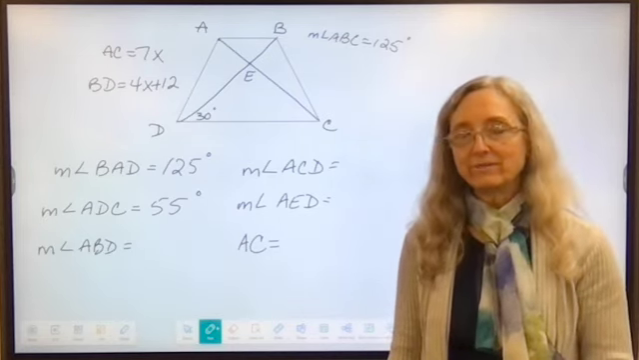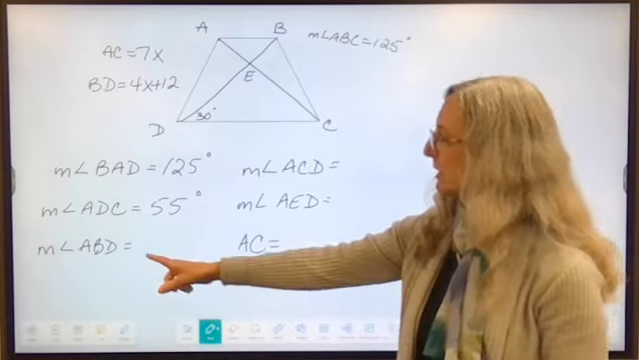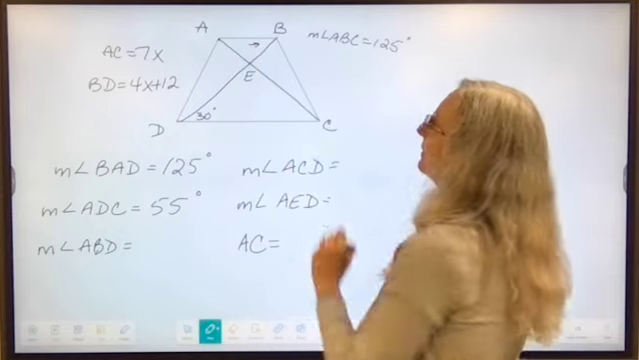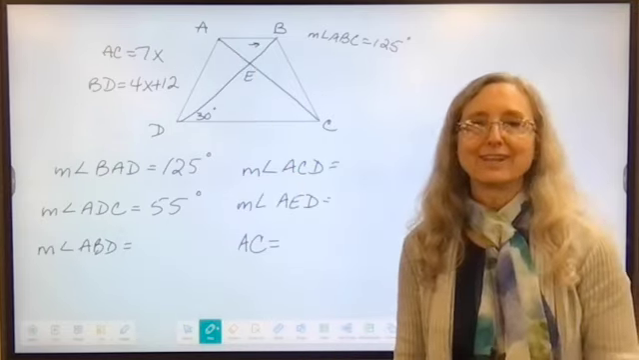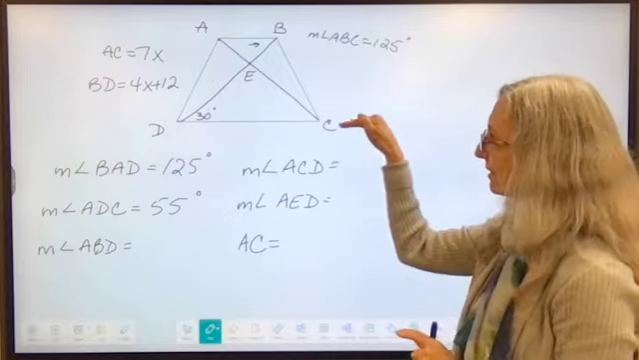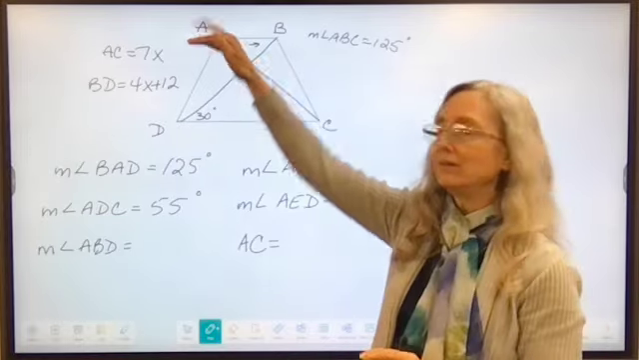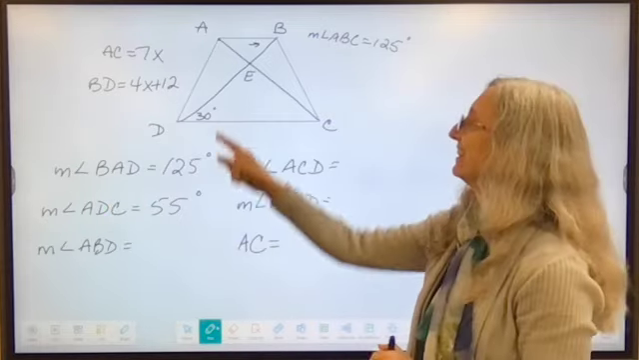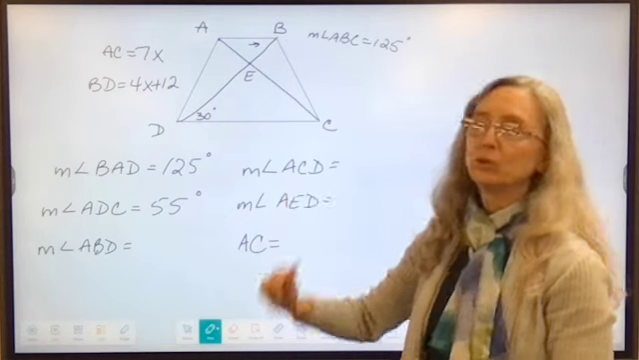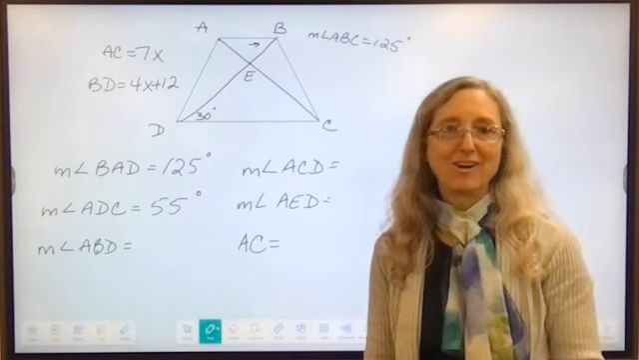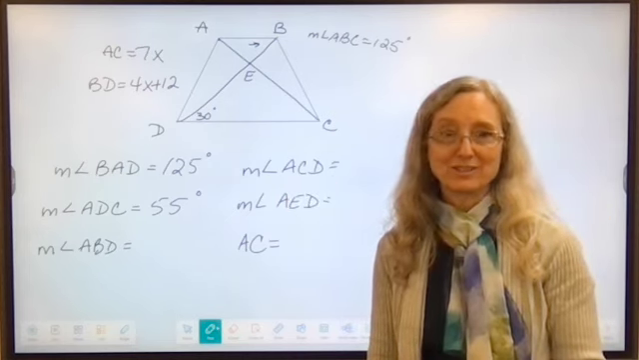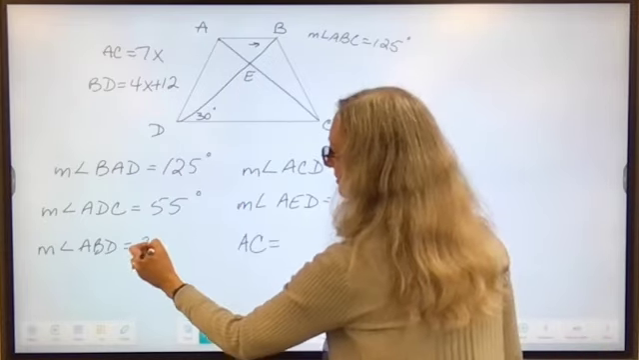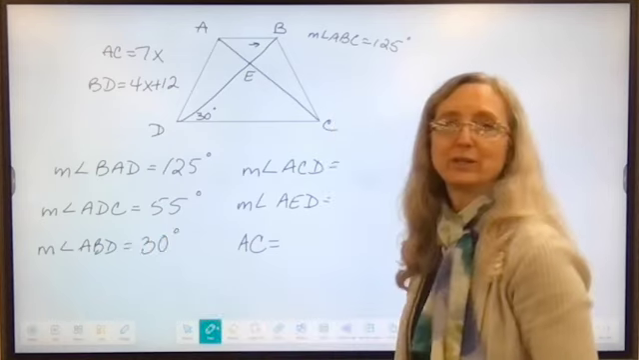The next angle I want to find is a little less obvious. It's the measure of angle ABD. It's this angle here. That one's trickier, but if you realize these two lines are parallel and BD acts like a transversal, then these two angles would be alternate interior angles. So if this one's 30, then that angle is also 30 degrees.